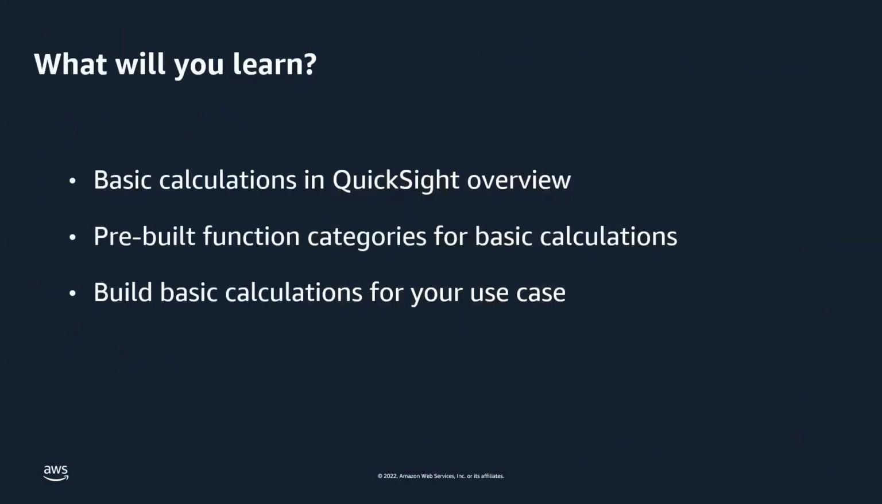So now let's focus on today's session. When we talk about calculations in QuickSight, there are two types of calculations: basic calculation and advanced calculation. Today's focus will be on the basic calculations. What we're going to learn is an overview of how we define basic calculations. We're going to look at the pre-built function categories that are available within QuickSight. And then we're going to see how you can build these basic calculations in QuickSight for your particular use case.